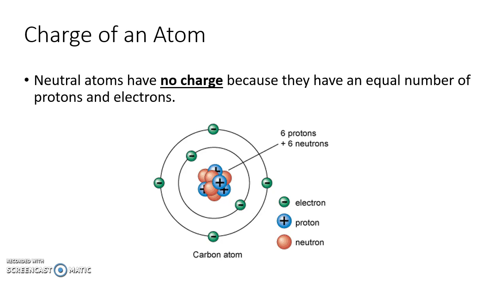As far as mass is concerned, I'm sorry, we're not there yet. We're still on charge. Our neutral atoms have no charge, because they have an equal number of positive protons and negative electrons, so those charges cancel out. Now, if you have an ion, which we'll get into later, those are atoms that do have a charge. But as far as just a regular neutral atom, no charge because of that equal amount of protons and electrons.